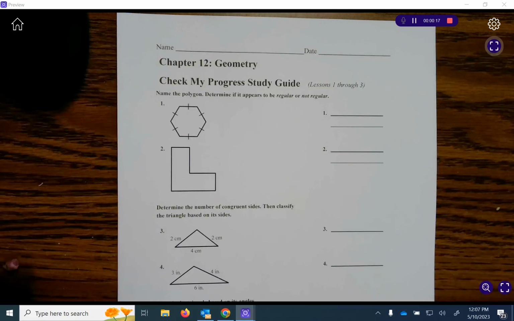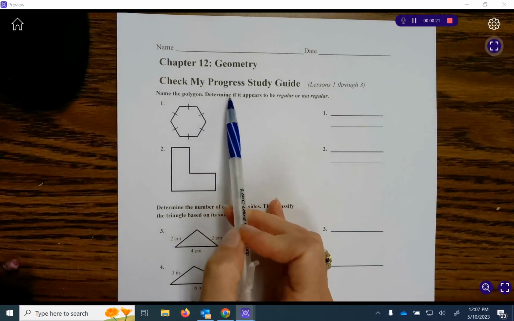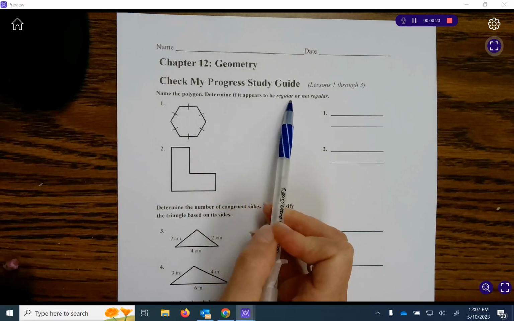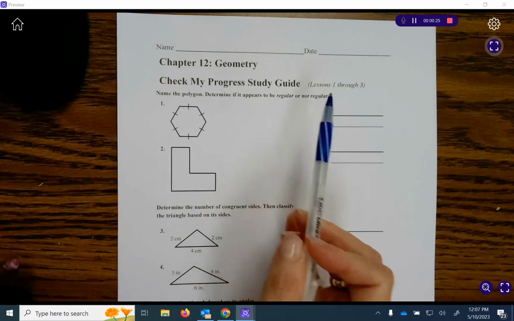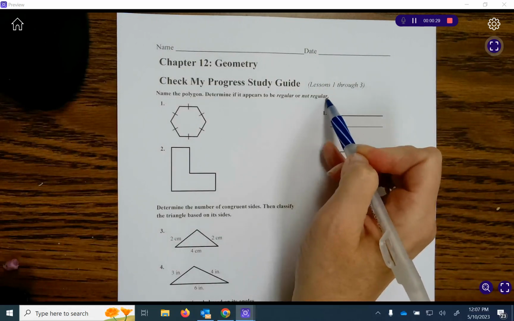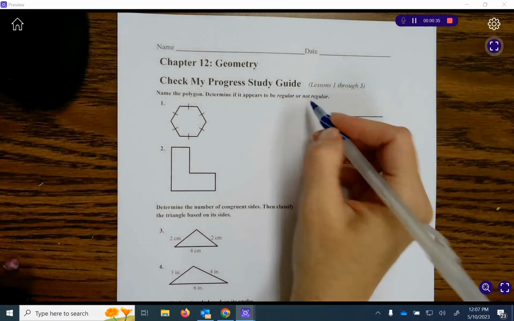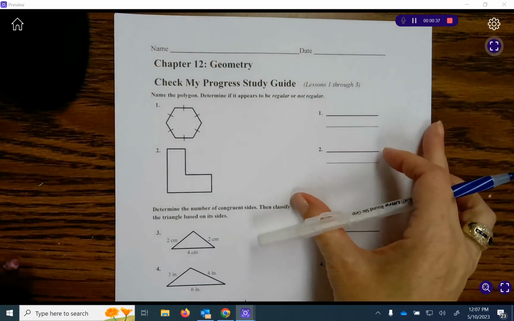Now, for the first section, they asked you to name the polygon, determine if it appears to be regular or not regular. You might call it regular or irregular. So in grades 6 and above, they call them irregular polygons, but in 5th grade, they just say that they're not regular. Now, what does that mean?